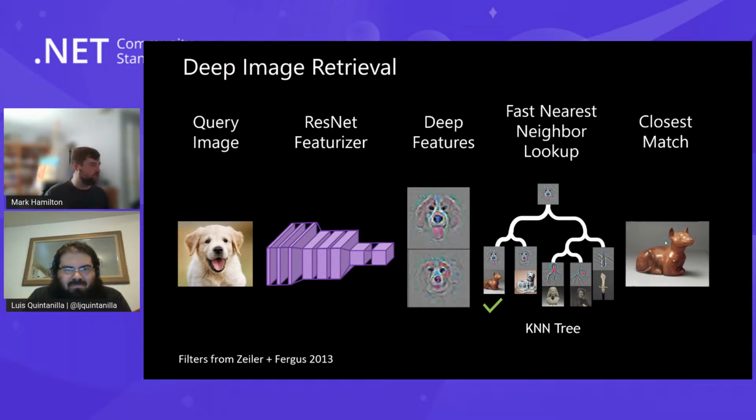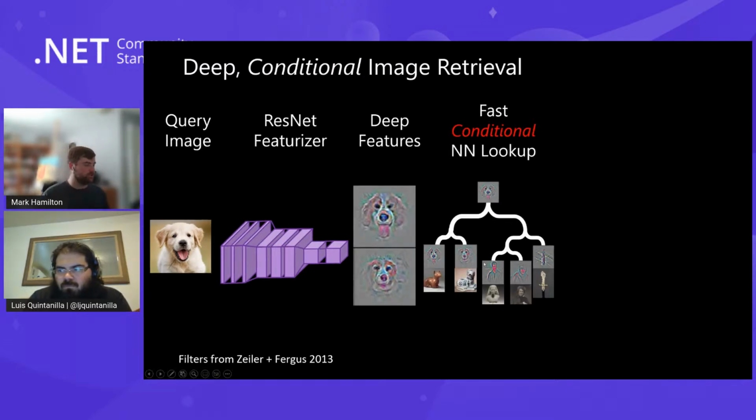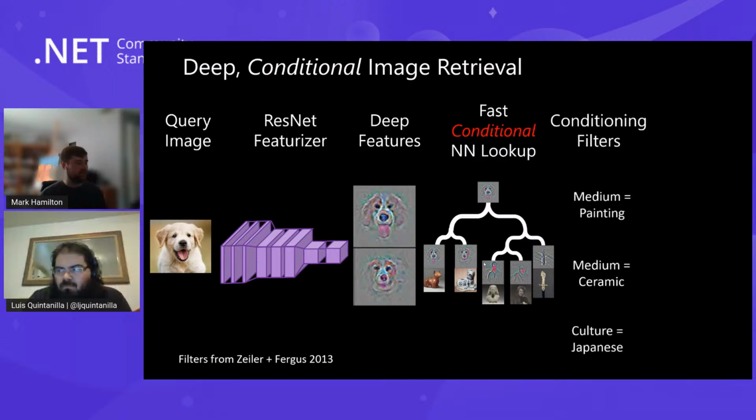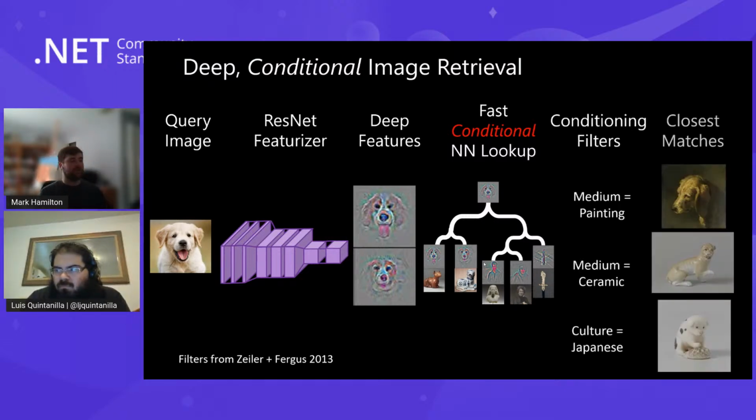In particular, we had to change up the nearest neighbor lookup to give you the closest match, but conditioned on, say, it being from Rembrandt or from Velasquez's studio. So this allowed us to find the closest image with various conditioning filters, like the closest painting, the closest ceramic, the closest Japanese artwork, the closest work from Rembrandt, the closest work from Velasquez. And now this gave us the kinds of queries that could support the algorithm that we saw before.